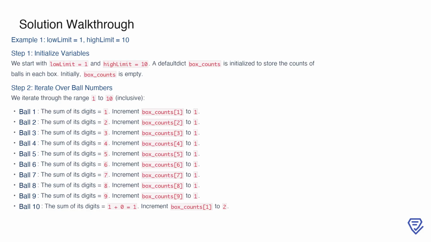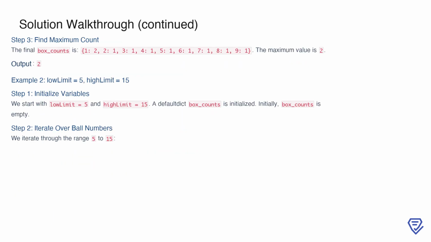When we reach ball 10, the sum of its digits is 1 plus 0, which equals 1, so we increment the count for box 1 again, bringing its total count to 2. By the end of this step, we have processed all the numbers in the range and updated the counts for each box accordingly. After completing the iteration, we observe that our final box_counts dictionary contains the following counts: box 1 has 2 balls, while boxes 2 through 9 each have 1 ball. To determine the result, we find the maximum count among all boxes, which here is 2. So, the output for this example is 2.